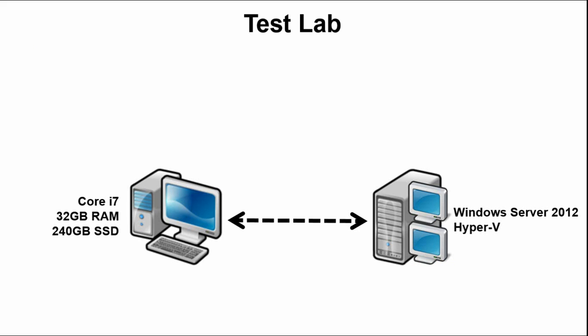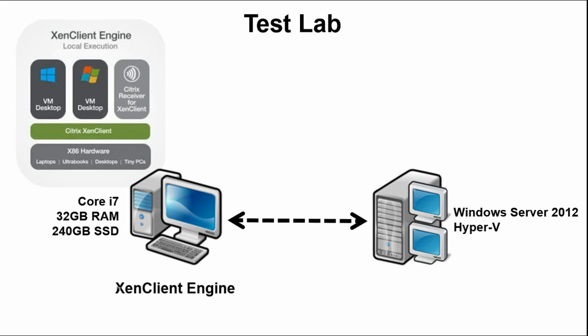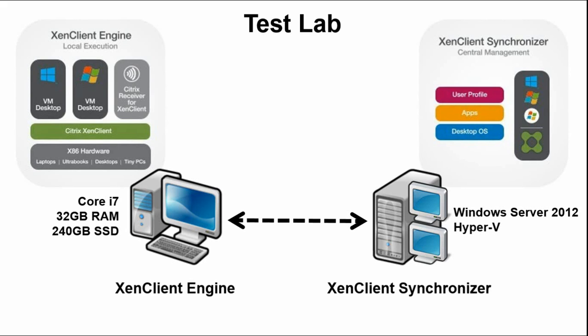So here are my XenClient lab setup steps. I installed XenClient Engine, then I installed XenClient Synchronizer. I installed and published two virtual machines, one with Windows 7 and the other with Windows 8. Finally, I started the two VMs on the client machine and installed some additional software.